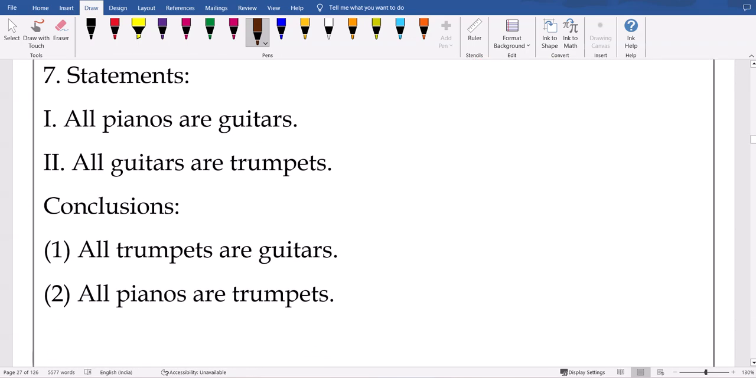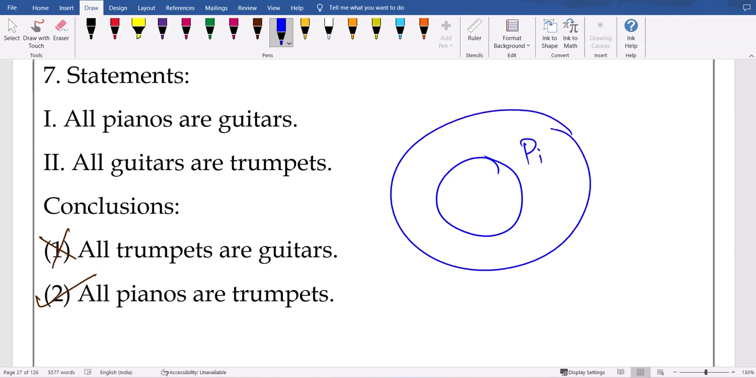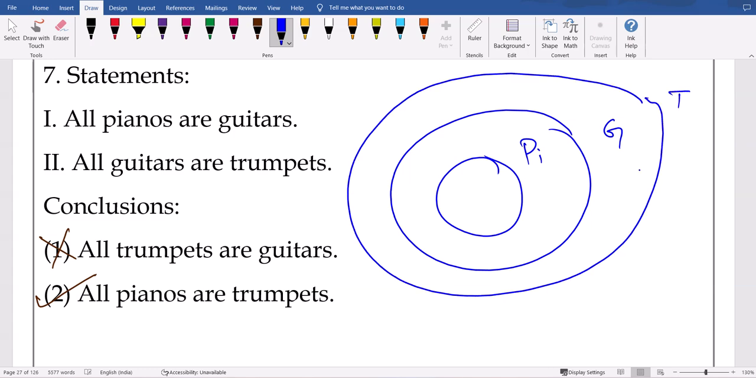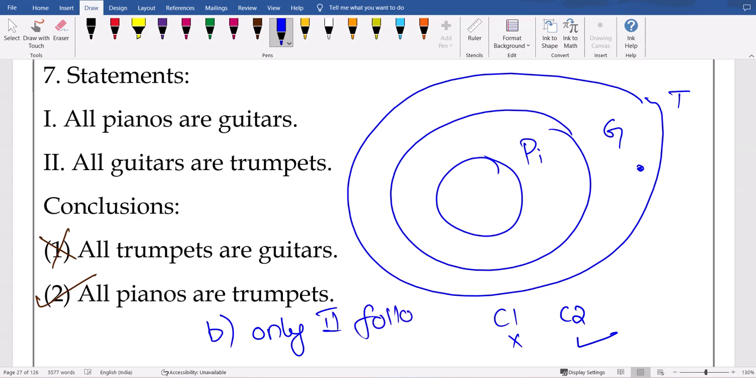What about this one? Second conclusion, right? See, you people solve similar things. This is the third question. All pianos are guitars. All guitars are trumpets. So this is a trumpet area, not inside the guitar. First one wrong, second one correct. So only two follows is the answer here. Only conclusion two follows. You try plenty of diagrams, but I am sure the second one is true in every diagram.